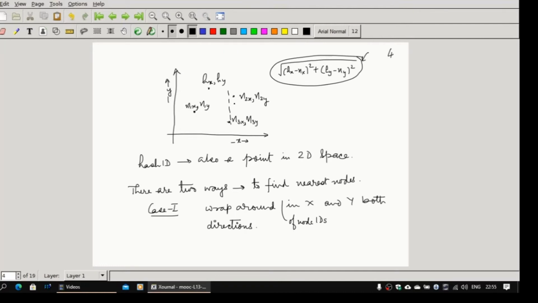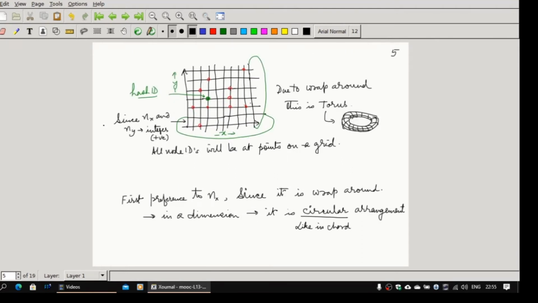Now one thing we need to understand is that these node points are not placed arbitrarily, they have to be on a mesh, because the only values of the axis which are allowed are integer values. We don't allow non-integer values in the node IDs. So let's look at a case with the wrap around. So here the wrap around actually has been done.